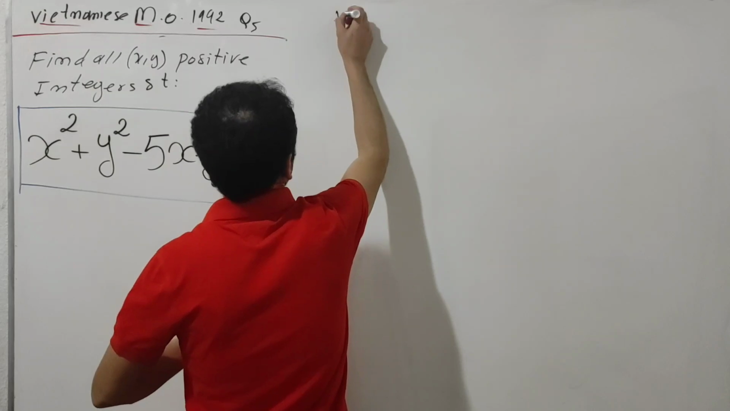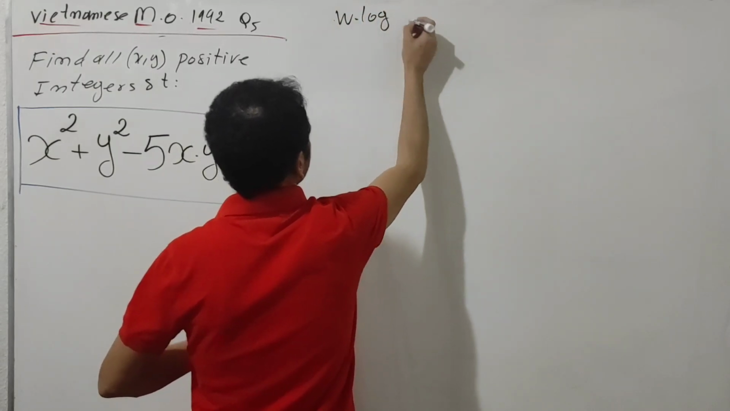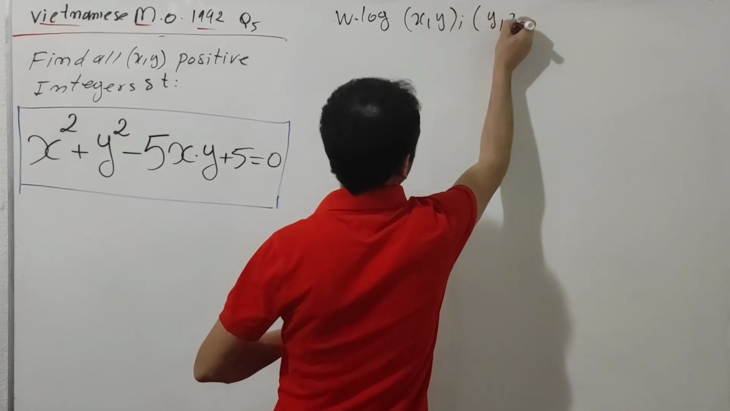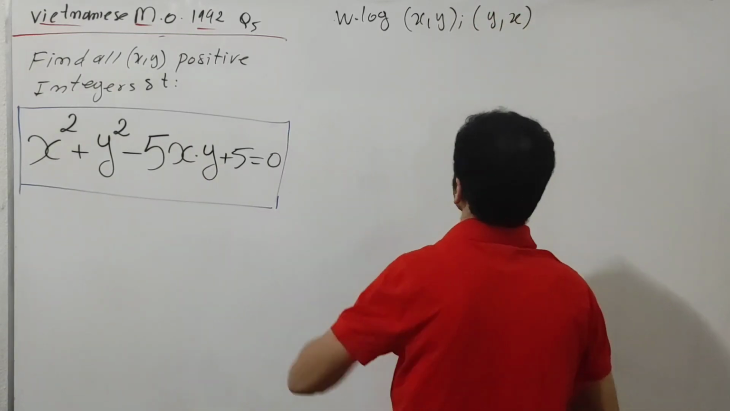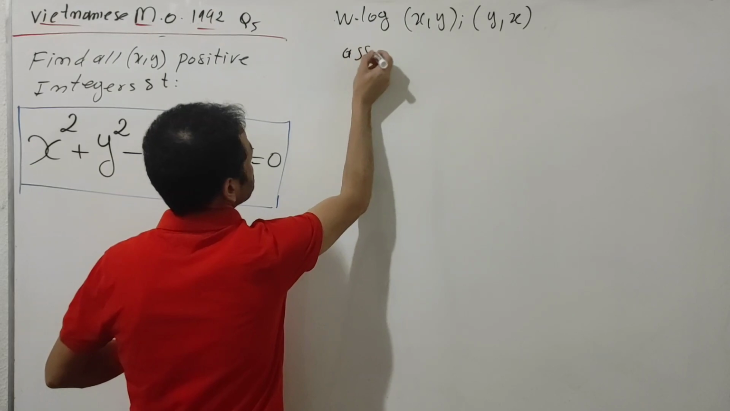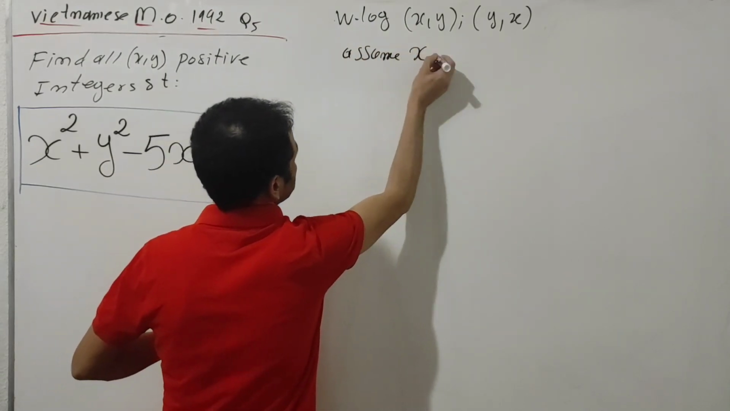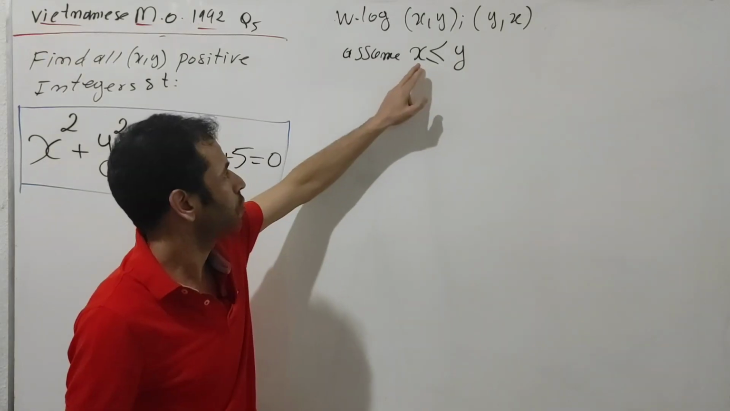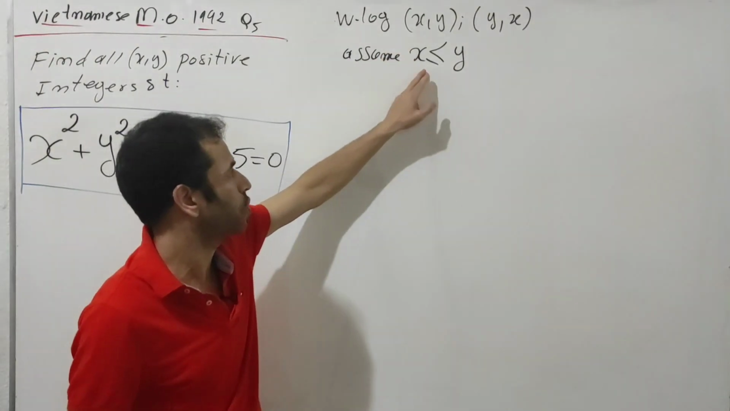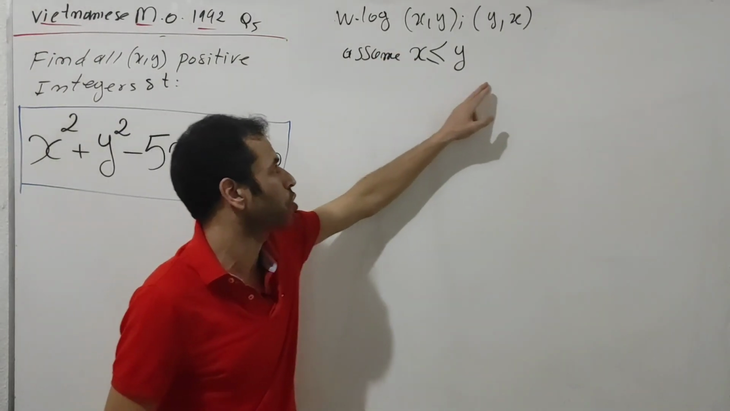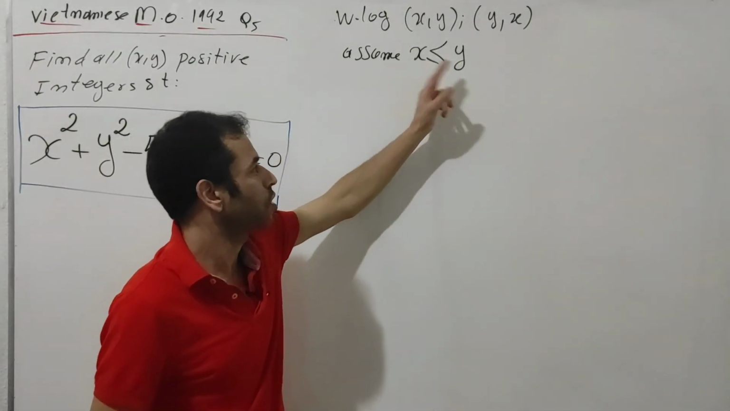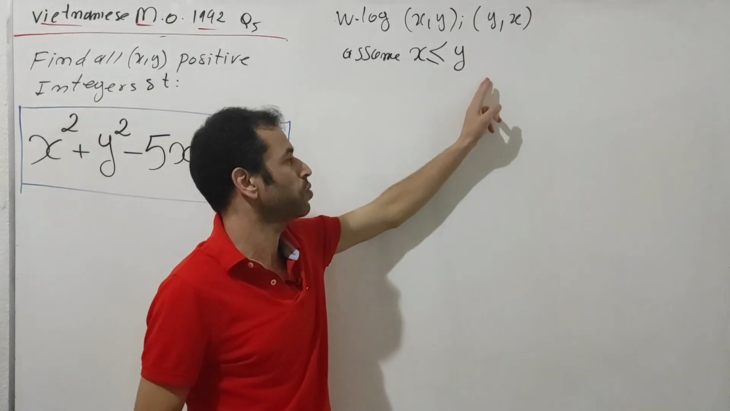So without loss of generality, we have x, y is a solution, and y, x is a solution because of symmetry. Assume x is less than or equal to y. By assumption I'm going through this by considering x less than or equal to y all the way down. You can consider the opposite, y less than or equal to x, but you are going to stay in the same direction.